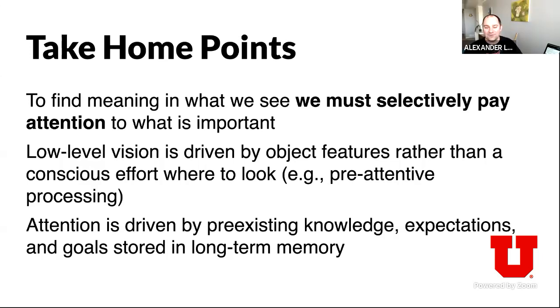So the take-home points here are: to find meaning in what we see, we must selectively pay attention to what is important. Our low-level vision is driven by object features rather than a conscious effort of where to look. And our attention is driven by pre-existing knowledge, expectations, and goals stored in long-term memory. All of this is important to think about when you're designing visualizations: what are the expectations, what is the pre-existing knowledge, how do you make something pop out, and how do you leverage these low-level vision features to highlight the things that you care about?